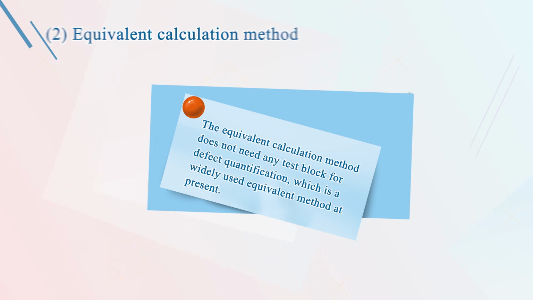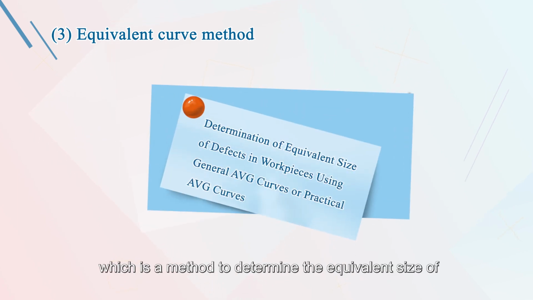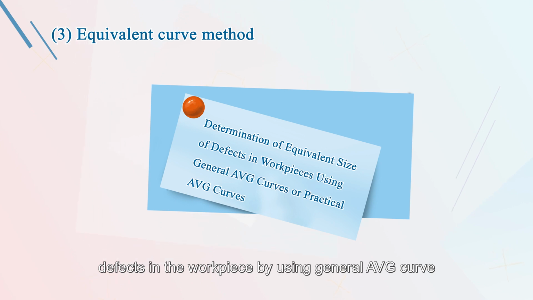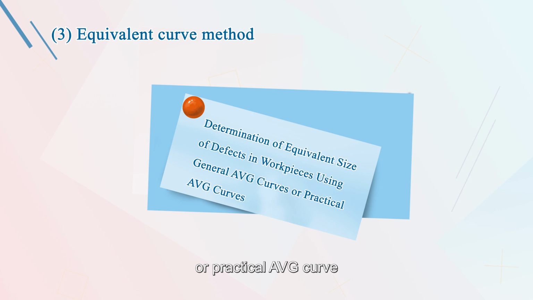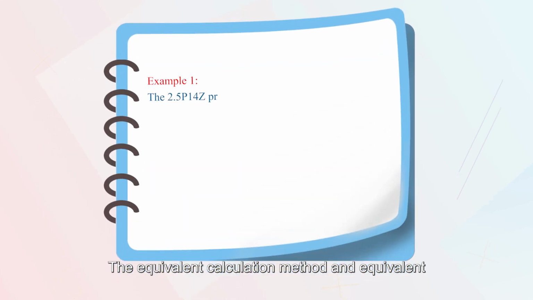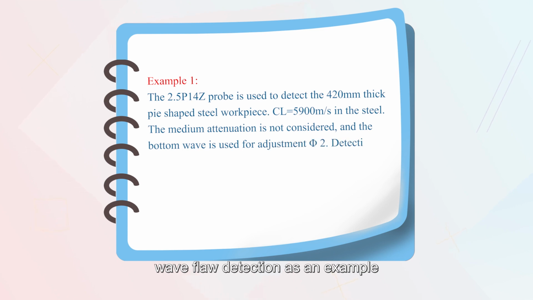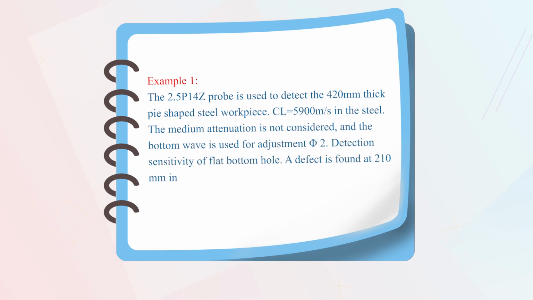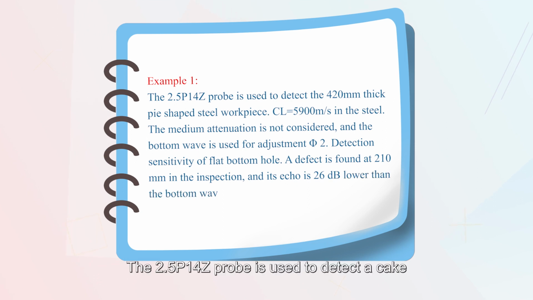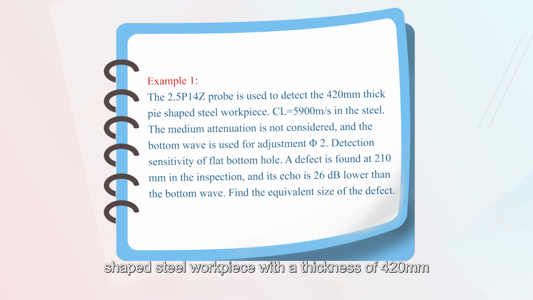Equivalent curve method is a method to determine the equivalent size of defects in a workpiece by using the general AVG curve or the practical AVG curve. The equivalent calculation method and equivalent curve method are described below with longitudinal wave flaw detection as an example. Example 1: a 2.5P14Z probe is used to detect a cake-shaped steel workpiece with a thickness of 420 mm.